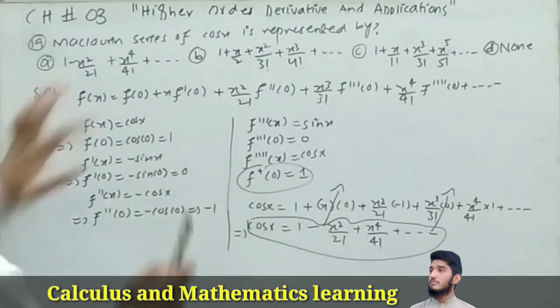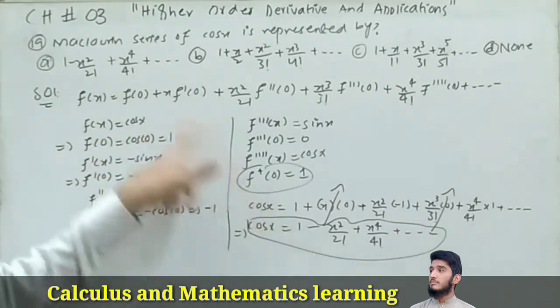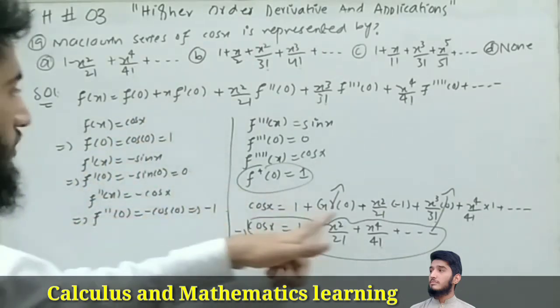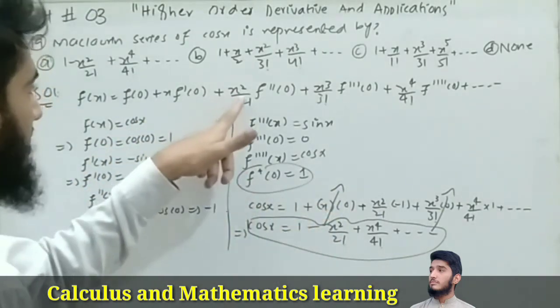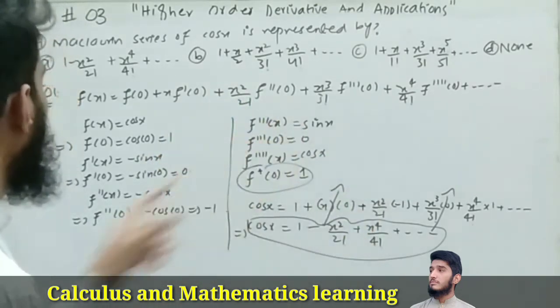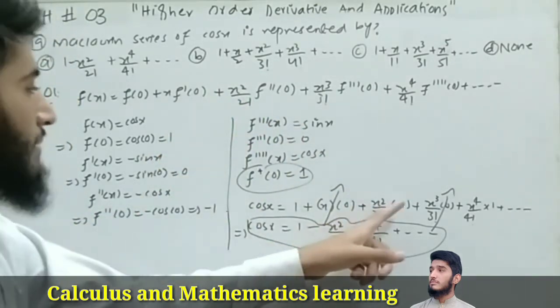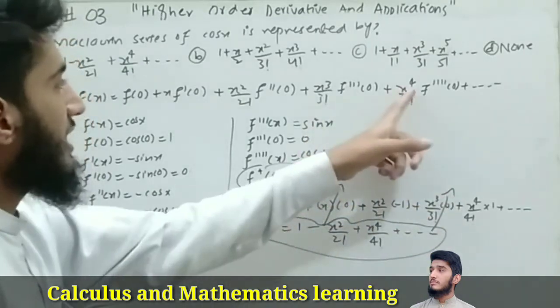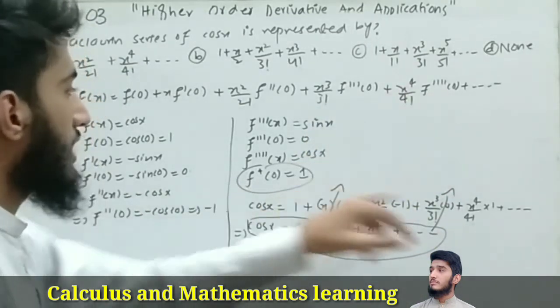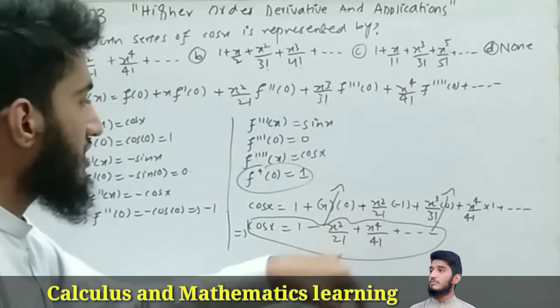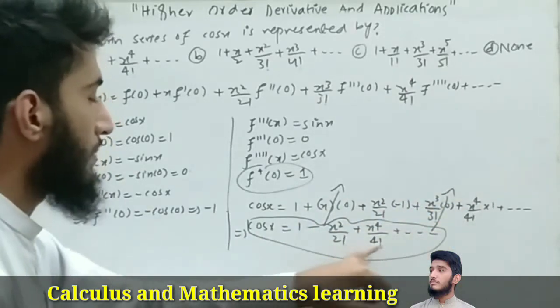Putting the values in the formula, f of 0 is 1, so putting 1, plus x into f prime of 0, which is 0, so the whole term is 0. Plus x square by 2 factorial into f double prime of 0, which is minus 1. The next term is also 0. And plus x power 4 by 4 factorial, where the fourth derivative is 1. So it gives us 1 minus x square by 2 factorial plus x power 4 divided by 4 factorial, and goes on.